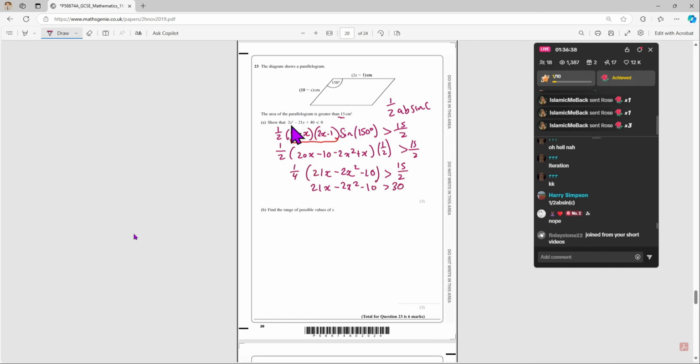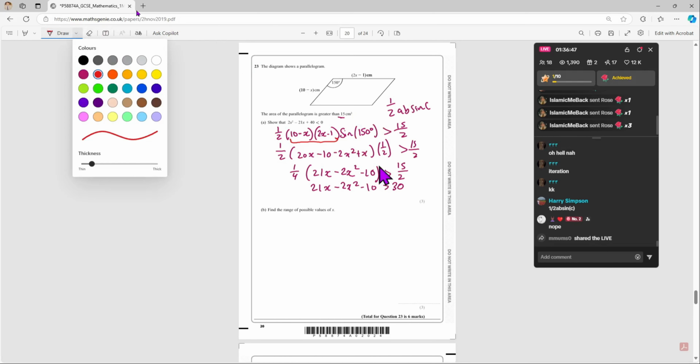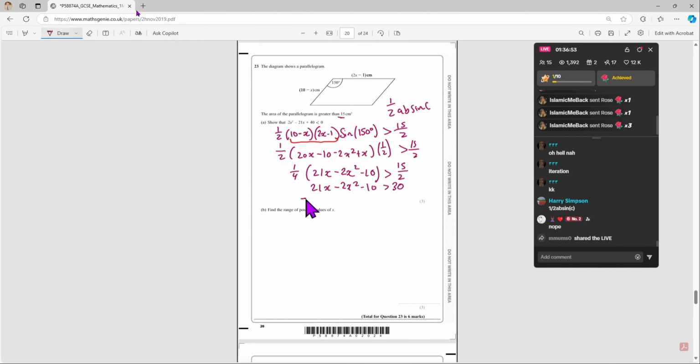Now we have to make this the same. So basically what we have to do is first of all minus 30 on both sides. When you subtract 30 from both sides, you would get minus 2x squared, and it's going to be plus 21x minus 40, which is greater than 0.